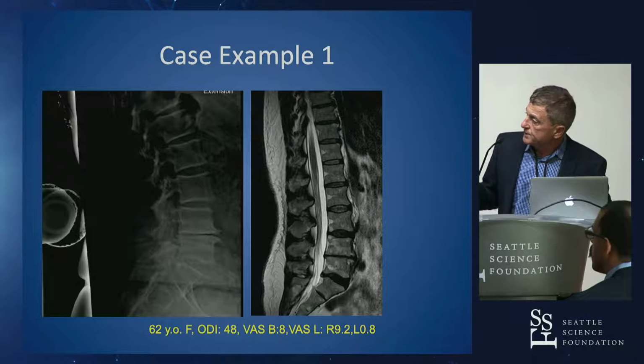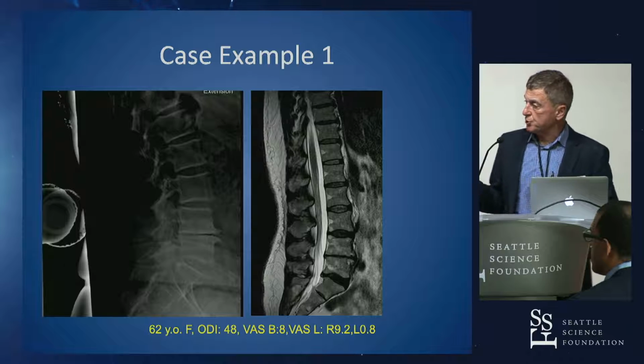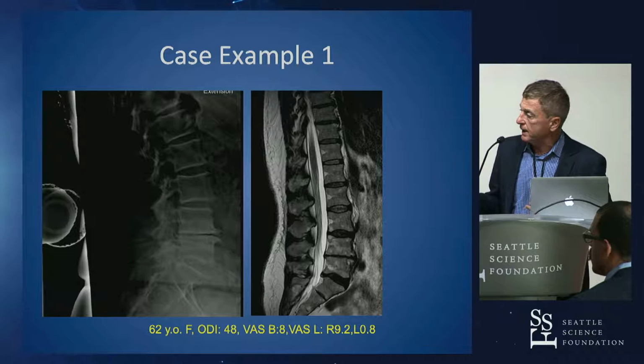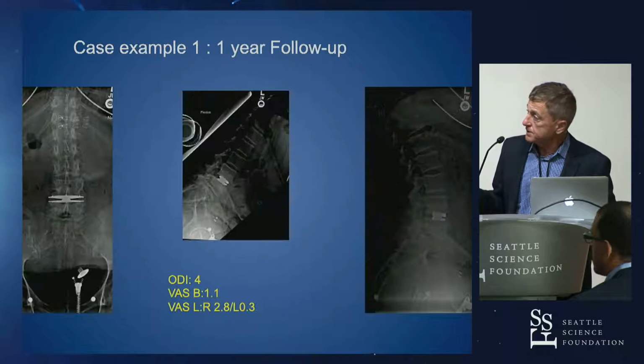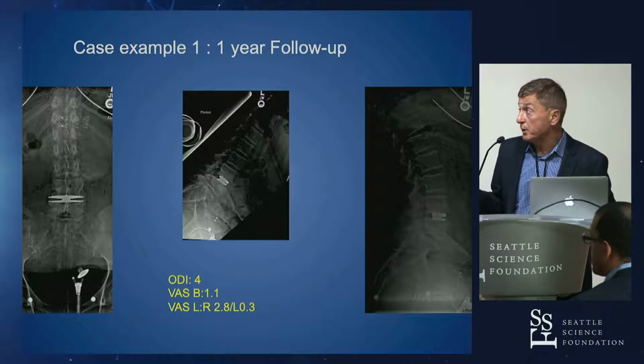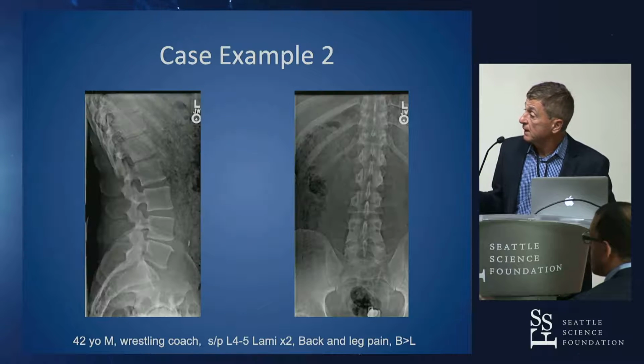So, case examples. This was a patient, a 62-year-old lady, ODI of 48, back pain of 8, right leg pain of 9.2. I mean, severe degenerative disc disease, foraminal stenosis. She was in the US IDE study. This is her 1-year follow-up AP and lateral flexion extension views and AP view. ODI went down to 4, leg pain down to 2.8. I mean, tremendous improvement. I still see this lady several years now. She's still doing fine with respect to that.